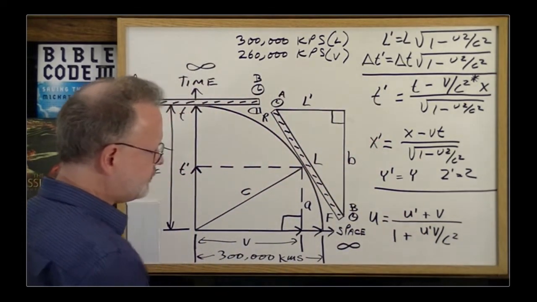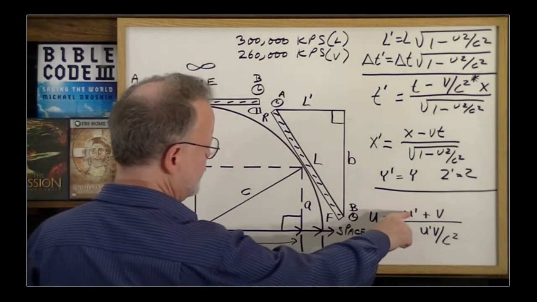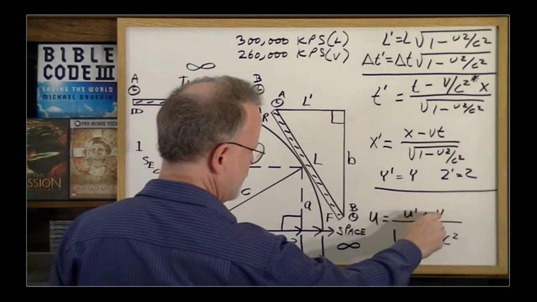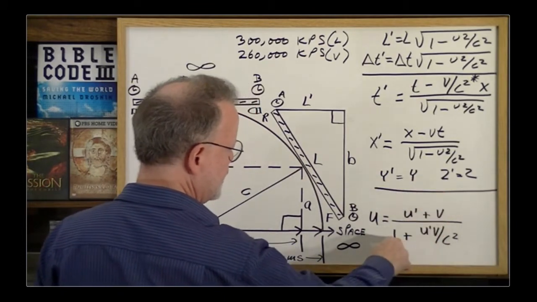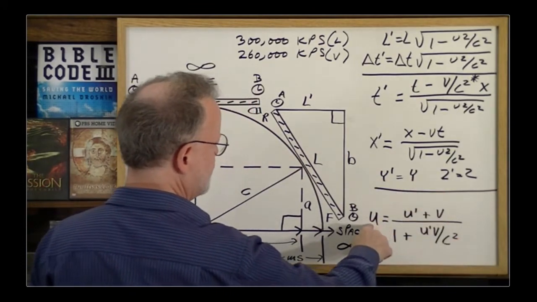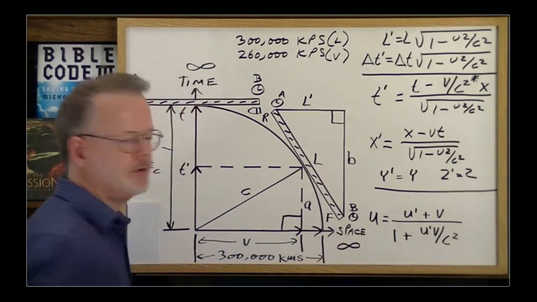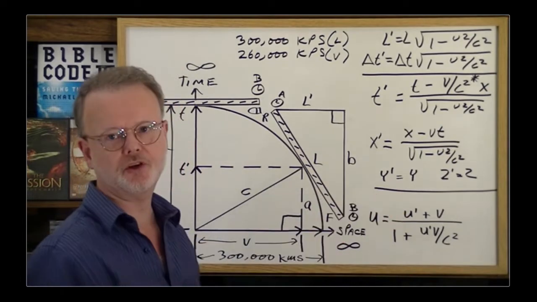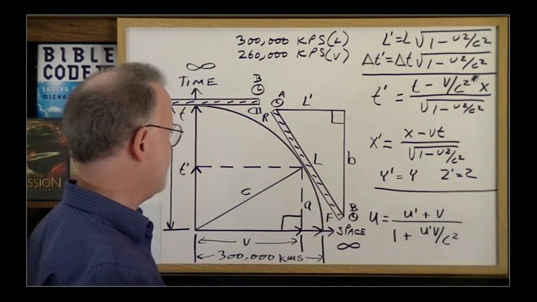So here you have u prime, that's the speed of the bullet as they see it. So you have 260 plus the velocity of the spaceship, which is 260, divided by this gives you the result of 297,000 kilometers per second. So that's your velocity addition equation, is basically what that becomes.